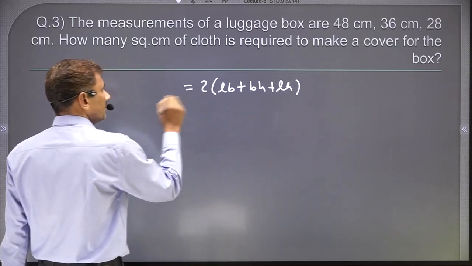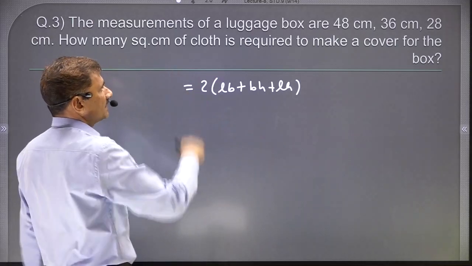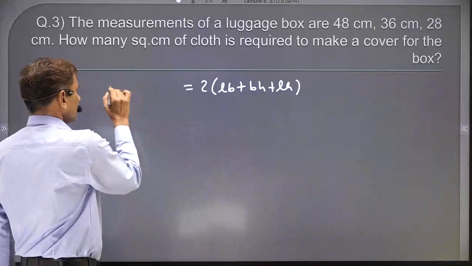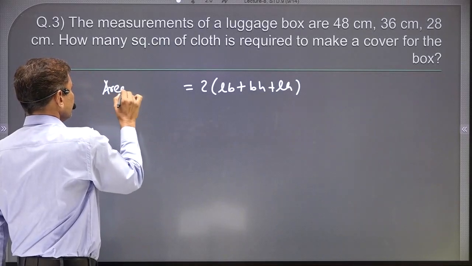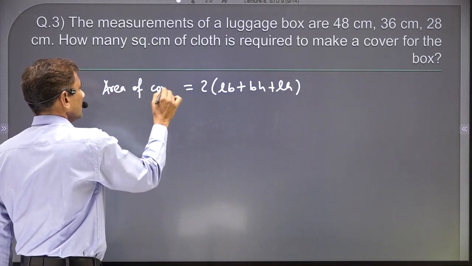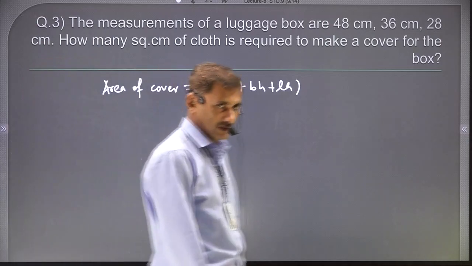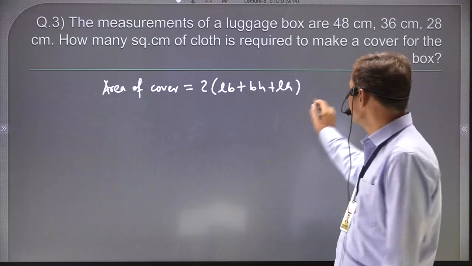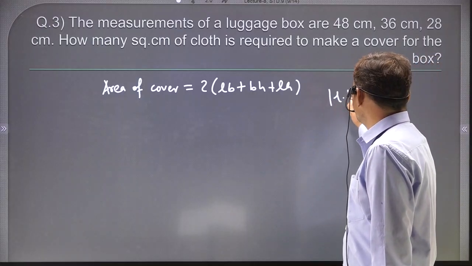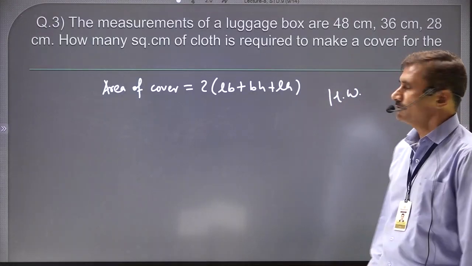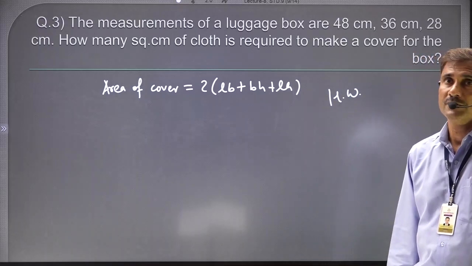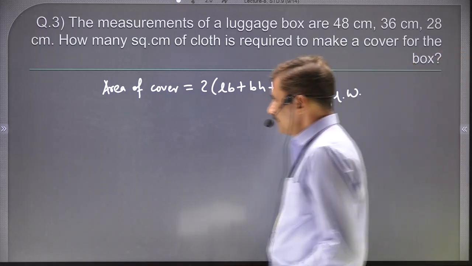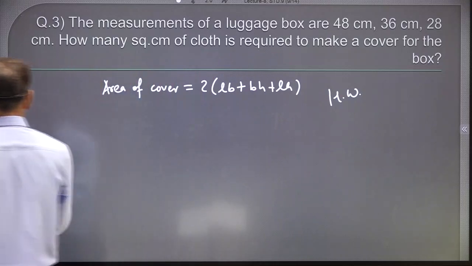Okay, so that will be the TSA of the cuboid, means you can write here area of cover. So that much area is required there. So you can find it. So giving it in homework. Understand? And remember, this is question number 3 in homework. Now let's look at the next one.